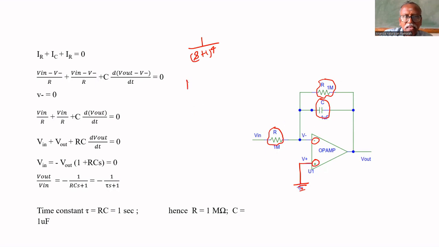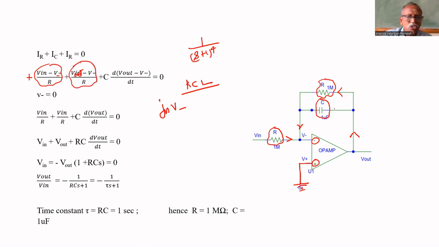If you write KCL for this, the junction is V minus. For that, if you write KCL, current through this path is (V in minus V minus) divided by R. This minus is suffix. This is incoming current. Here, V out. From V out, the incoming current through this R is (V out minus V minus) divided by R, another incoming current.